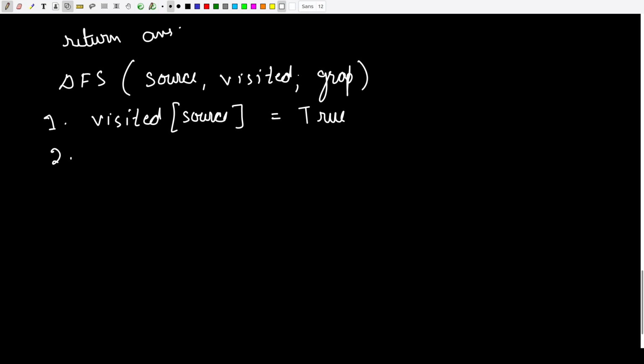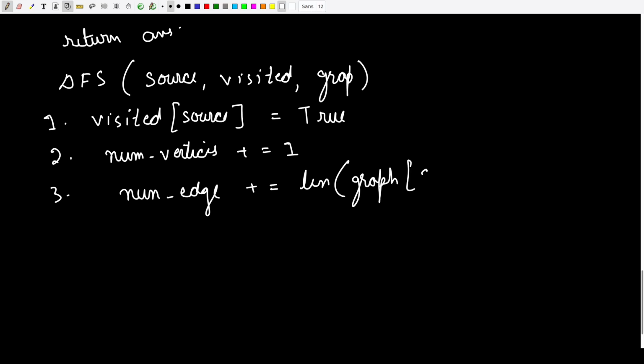Then we are going to update the number of edges and the number of vertices. The number of vertices will be increased by 1, and the number of edges will be increased by length of graph of source, right? From source, what all vertices can we go to, that information is there in the adjacency list graph, and its length is what we will add over here. In this way, we will be able to update our number of vertices and number of edges.